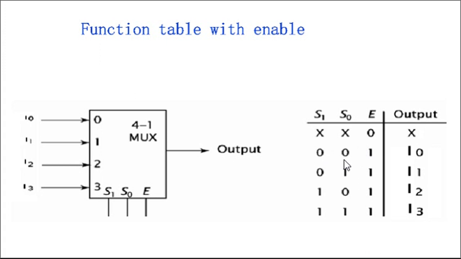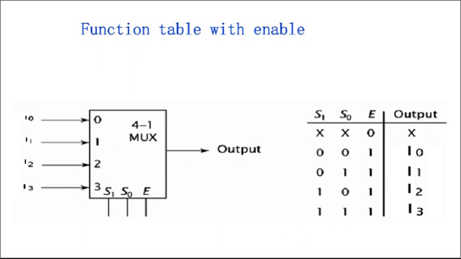Similarly, whenever S0 is 0, S1 is 0, and the enable pin is 1, at that time I0 will be routed toward the output. If I0 is 0, then the output is 0. If I0 is connected to 1, then the output is 1. Whatever input you provide to I0 will be routed toward the output. Similarly, whenever S0 is 0 and S1 is 1, whatever input you provide to I1 will be routed toward the output. Like this it works.